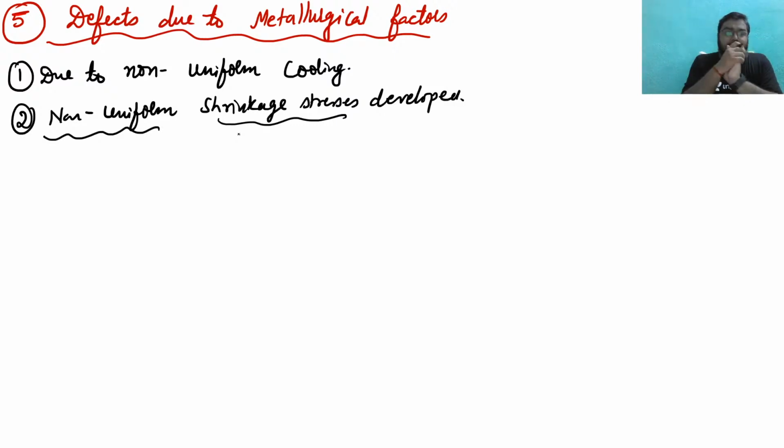Now see, defects due to metallurgical factors. So we have seen that non-uniform shrinkage stresses are developed, because the mold or the die is cold, and suddenly you are pouring molten liquid at very high temperature, and due to this a sudden, abrupt or non-uniform shrinkage stress is developed. There is also non-uniform cooling, and due to these things, suppose you are getting a casting like this.